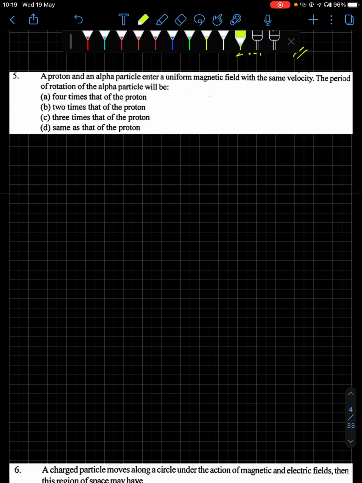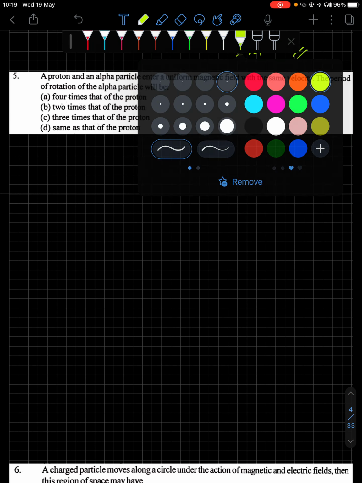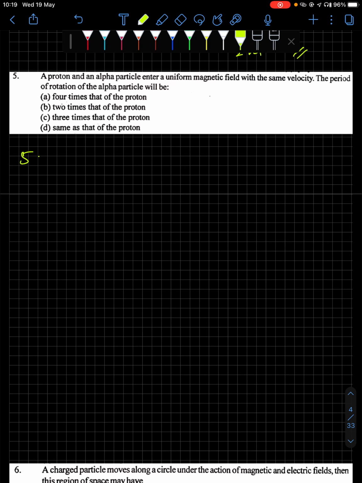Next, let's see question number 5. So you have a proton and an alpha particle. They enter a uniform magnetic field with the same velocity. The time period of rotation of the alpha particle will be what? So you see the relation for time period is 2 pi m by qB, right? Now here they are entering the same field, so if you remove the constants, B will be constant here, and 2 pi is already a constant, so T is proportional to mass by charge.